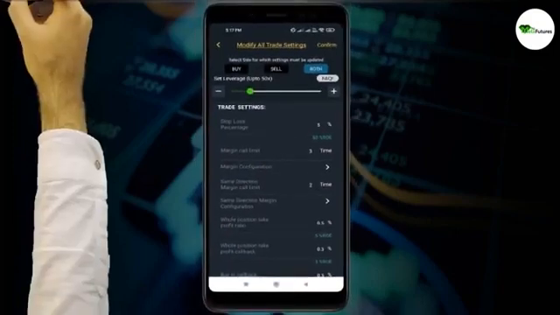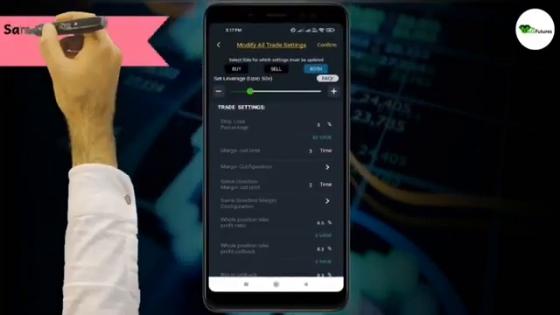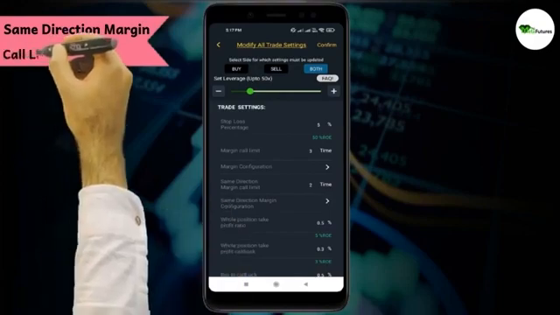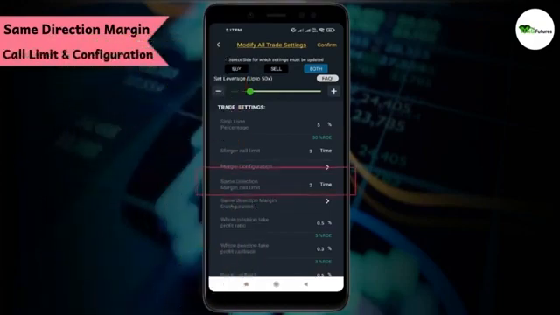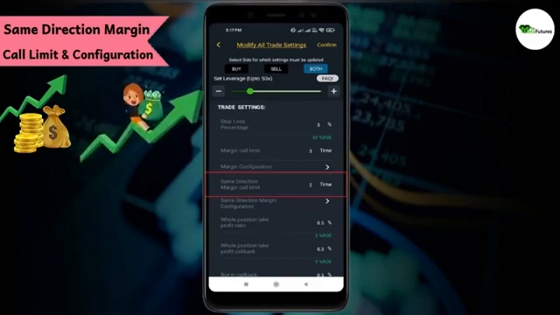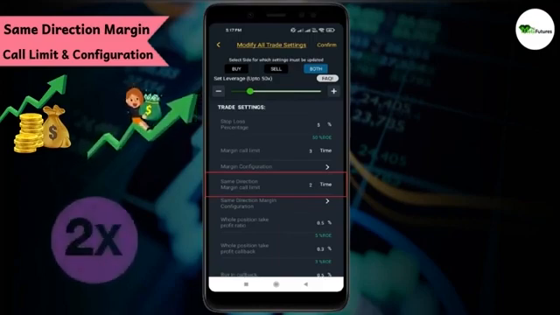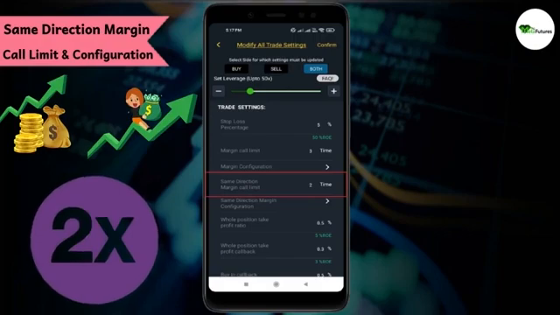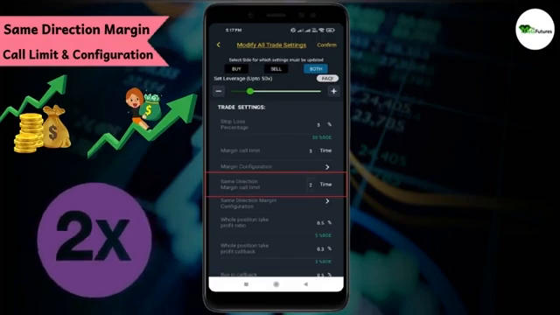Let's talk about the same direction margin call limit and the same direction margin configuration. The same direction margin call limit determines how many times the bot will add a trade in the same direction in which you have already placed a trade. As I have entered 2 in the same direction margin call limit, the bot will place a trade 2 times.